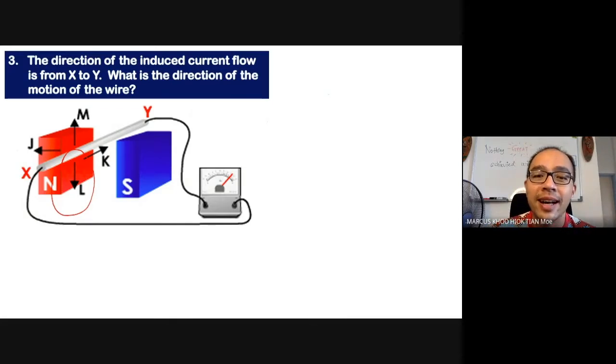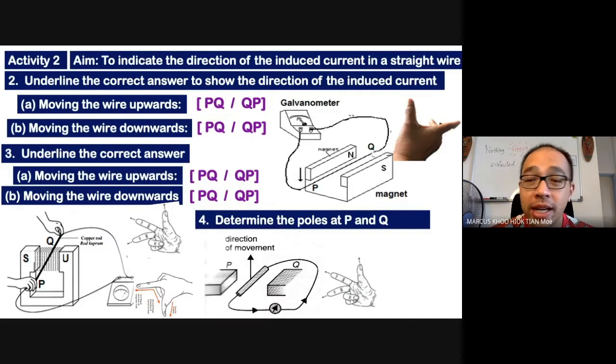So what I want you to do now is take a look at this activity, questions number 2, 3 and 4. I'm going to give you 5 minutes to figure all this out. Underline the correct answer to show the direction of the induced current. Is it going this way, P to Q, or Q to P? If you move the wire upwards, if you move the wire downwards. For number three is this one, right?